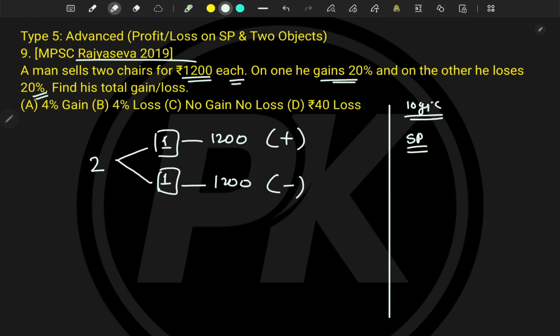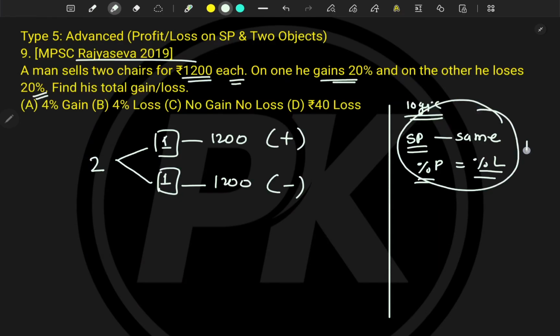Now in such cases, first I'll tell you the shortcut. If the selling price is the same, and percentage profit is equal to percentage loss, then in that case there is always a loss. So this anyway you have to remember. If the selling price is the same and the percentage profit and percentage loss are equal, then there will always be a loss. So with this, you can eliminate a few of the options, right?